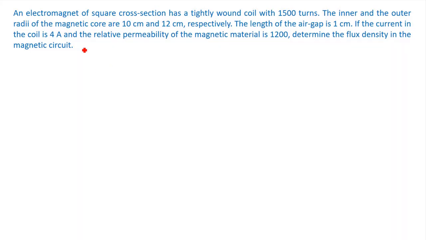So your first problem is there is an electromagnet of square cross section, okay, and has a tightly wound coil with 1500 turns. The inner and the outer radii of the magnetic core are 10 centimeter and 12 centimeter respectively. There is an air gap of 1 centimeter. If the current in the coil is 4 ampere and the relative permeability of the magnetic material is 1200, determine the flux density in the magnetic circuit.